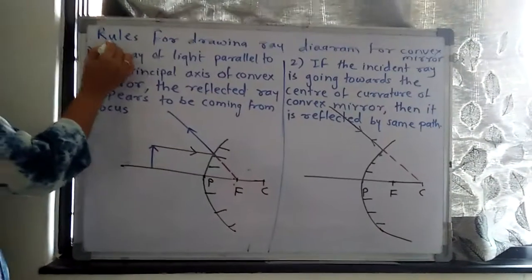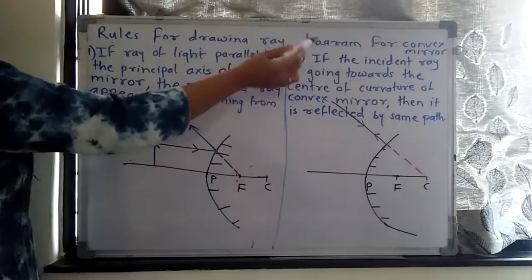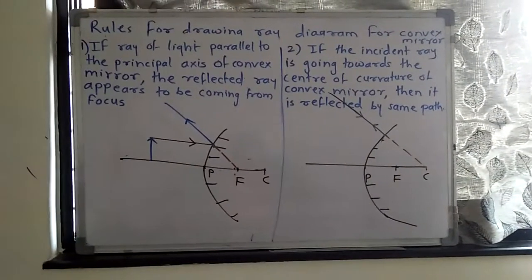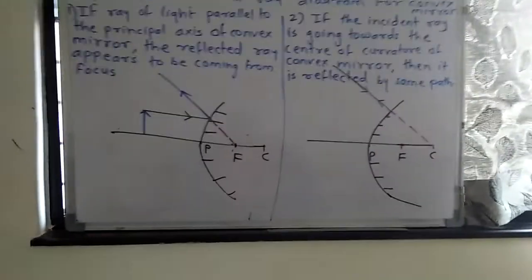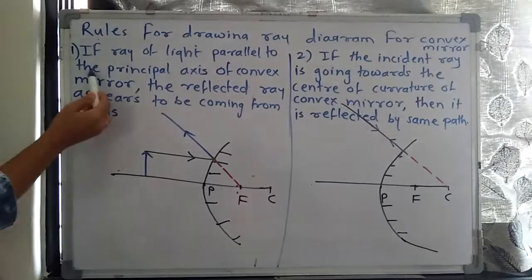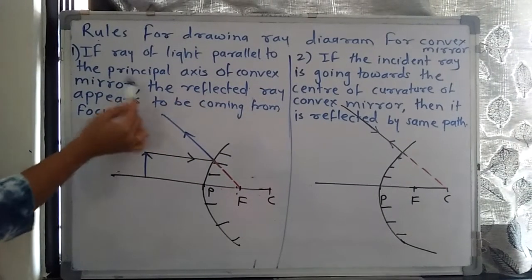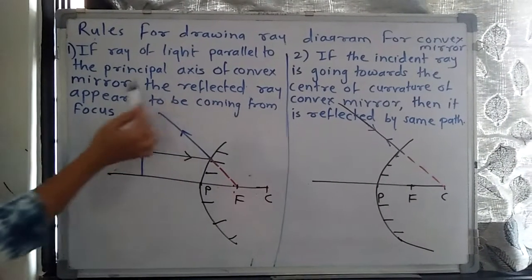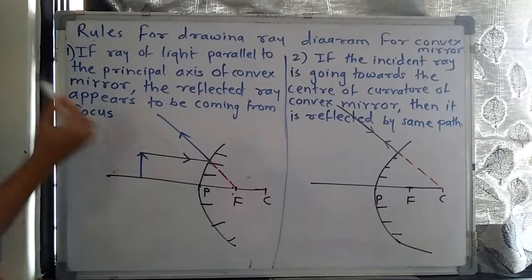Here we are going to study rules for drawing a ray diagram for convex mirror. Earlier we have studied concave mirror. Now we have to study convex mirror. So first rule: if the ray of light is parallel to the principal axis of convex mirror, the reflected ray appears to be coming from the focus.